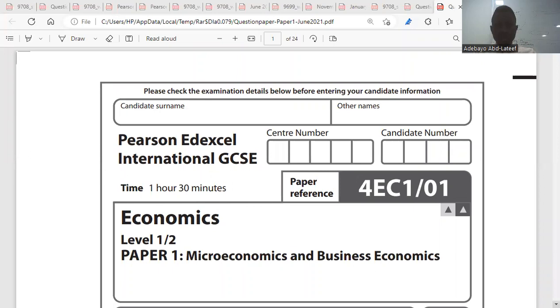So we're taking paper 1, May, June 2021, right? Okay.